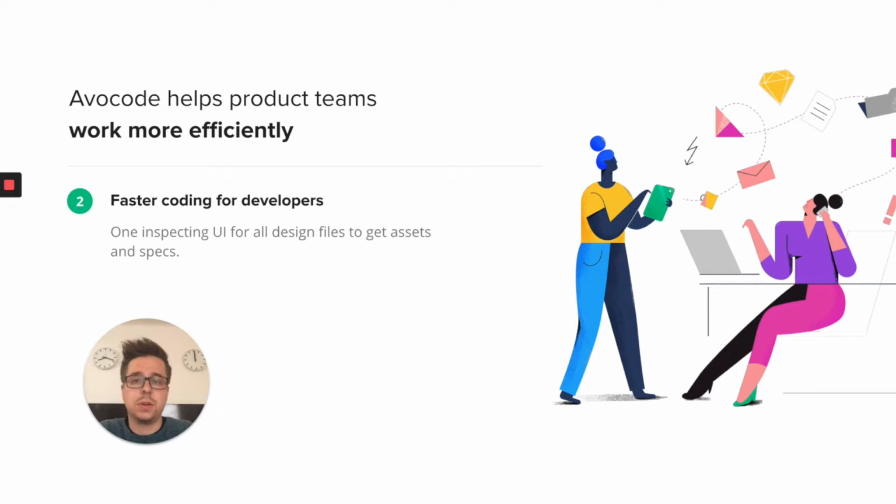If you're a developer, well, you will appreciate that Avocode automatically generates all assets and code for you. So basically, you don't have to ask your designer to send you assets and specs, but you can simply open the design file, whatever the format, in one UI to get all the code, assets, and specs that you need.